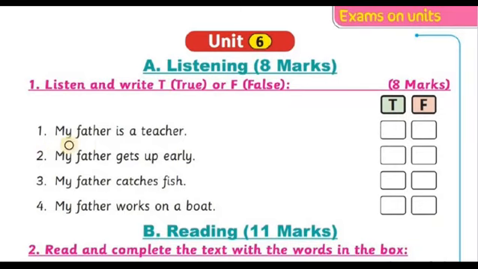Answers. 1. My father is a teacher. False. He is a fisherman. Number 2. My father gets up early. True. Number 3. My father catches fish. True. He is a fisherman. 4. My father works on a boat. That's true.